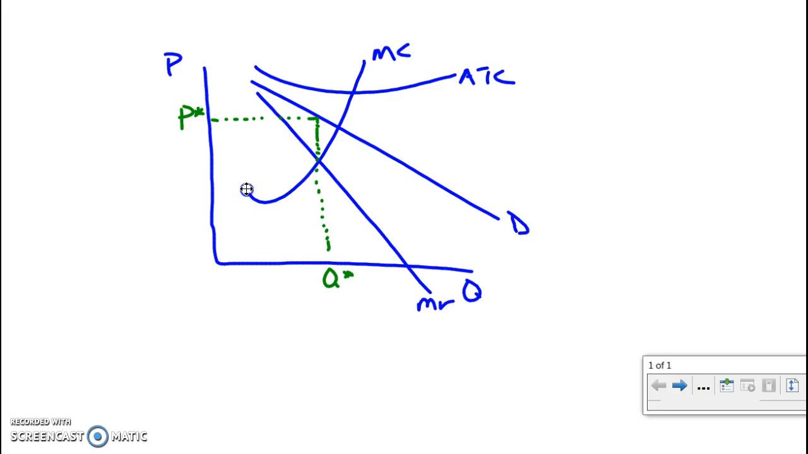Then you had to show the loss area, and this is where people got really confused, because a lot of people wanted to draw down to the loss area. But loss is always between price and ATC. Just like profit's always between price and ATC, but here we know that ATC is going to be above price, so we have a loss. So this would be the area of loss right here. So that's what the graph is supposed to look like, and that's worth 4 points. 1 point for having demand and MR, 1 point for correctly identifying the output level, 1 point for correctly identifying the price on the demand curve, and 1 point for the area of loss.